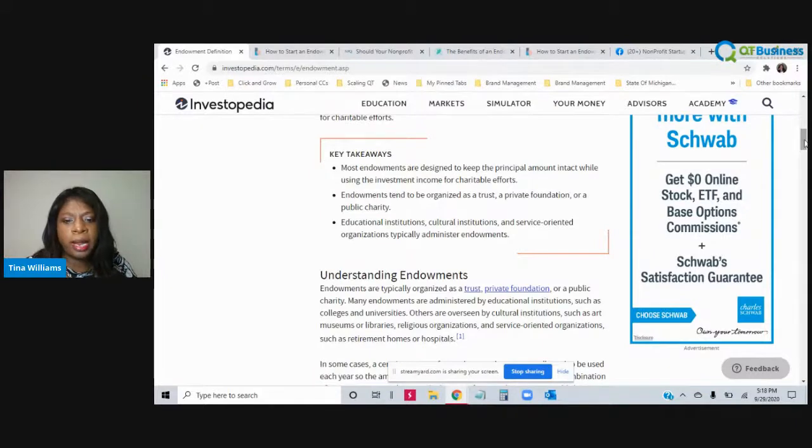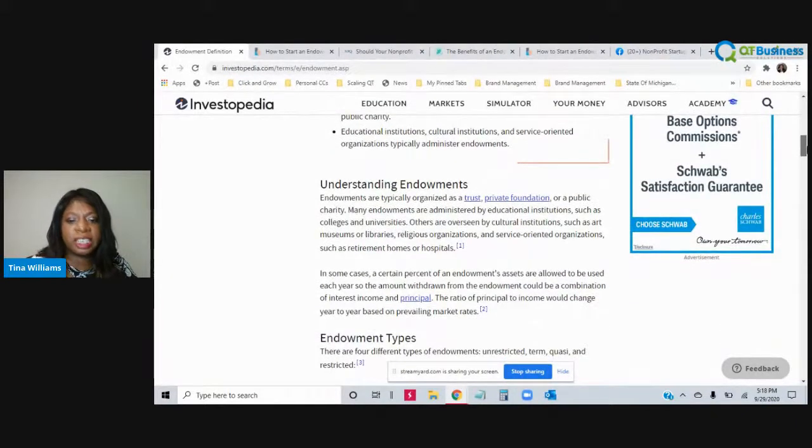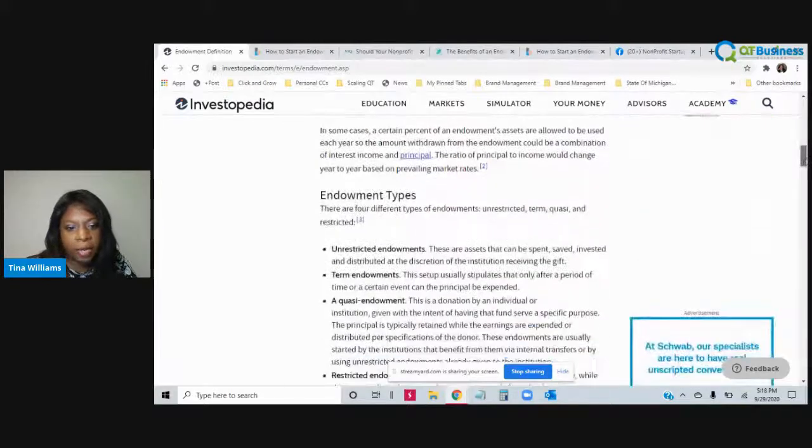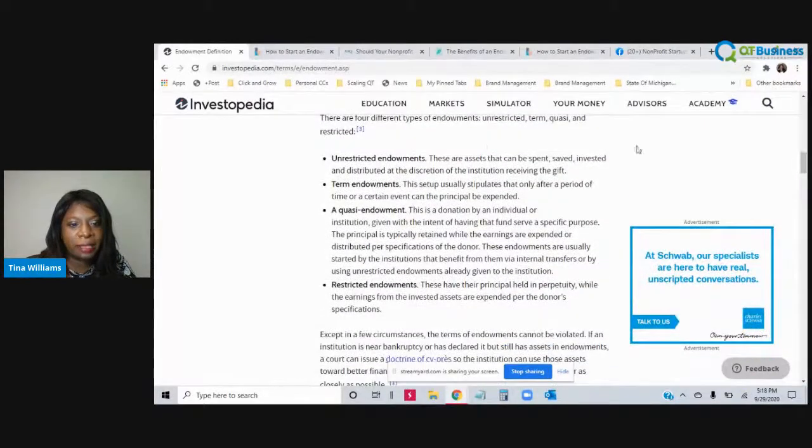So endowments are something that nonprofits can set up. You can set up an endowment fund for your nonprofit. So endowments are typically organized as a trust, a private foundation, or a public charity. Many endowments are administered by educational institutions such as colleges and universities. Here are some endowment types, which are very interesting. These are assets that can be spent, saved, invested, and distributed at the discretion of the institution receiving the gifts.